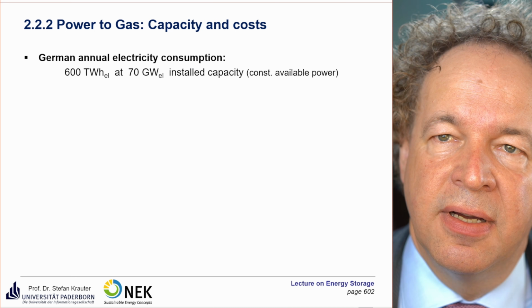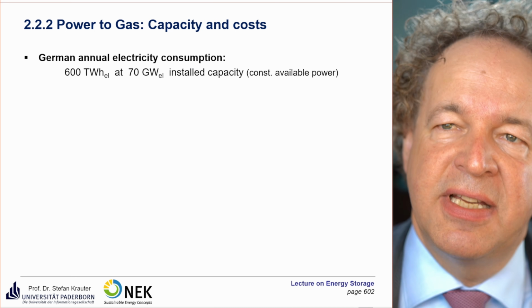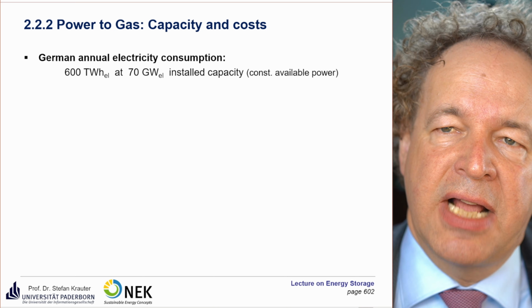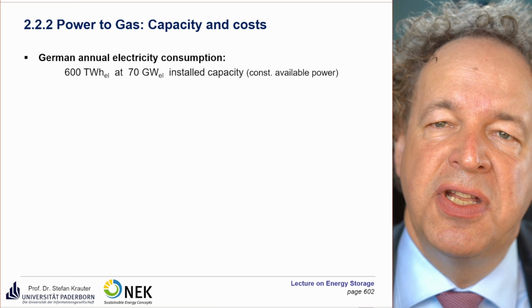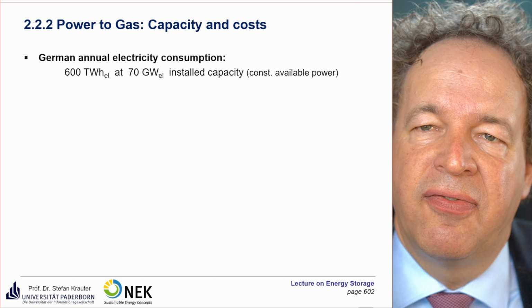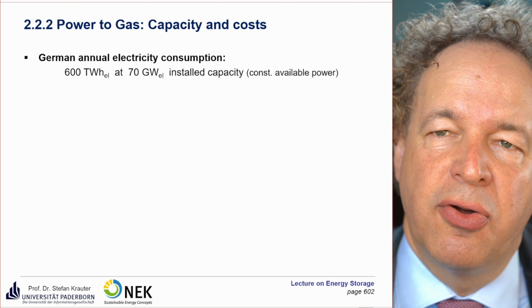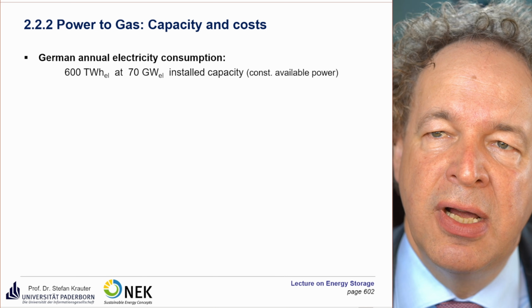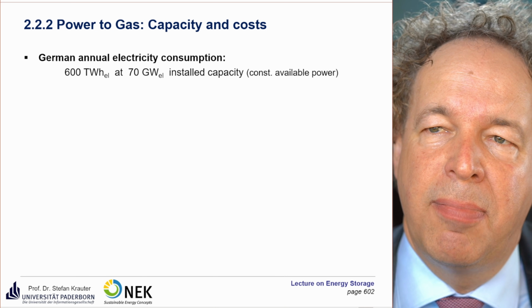Let's take a look at the costs and the capacity available. First, take a look at the actual electricity consumption in Germany. It's in the vicinity of 600 terawatt hours per year. We have about 70 gigawatt of installed capacity. Usually wind and solar are not considered in this capacity. It's only the constantly available power.